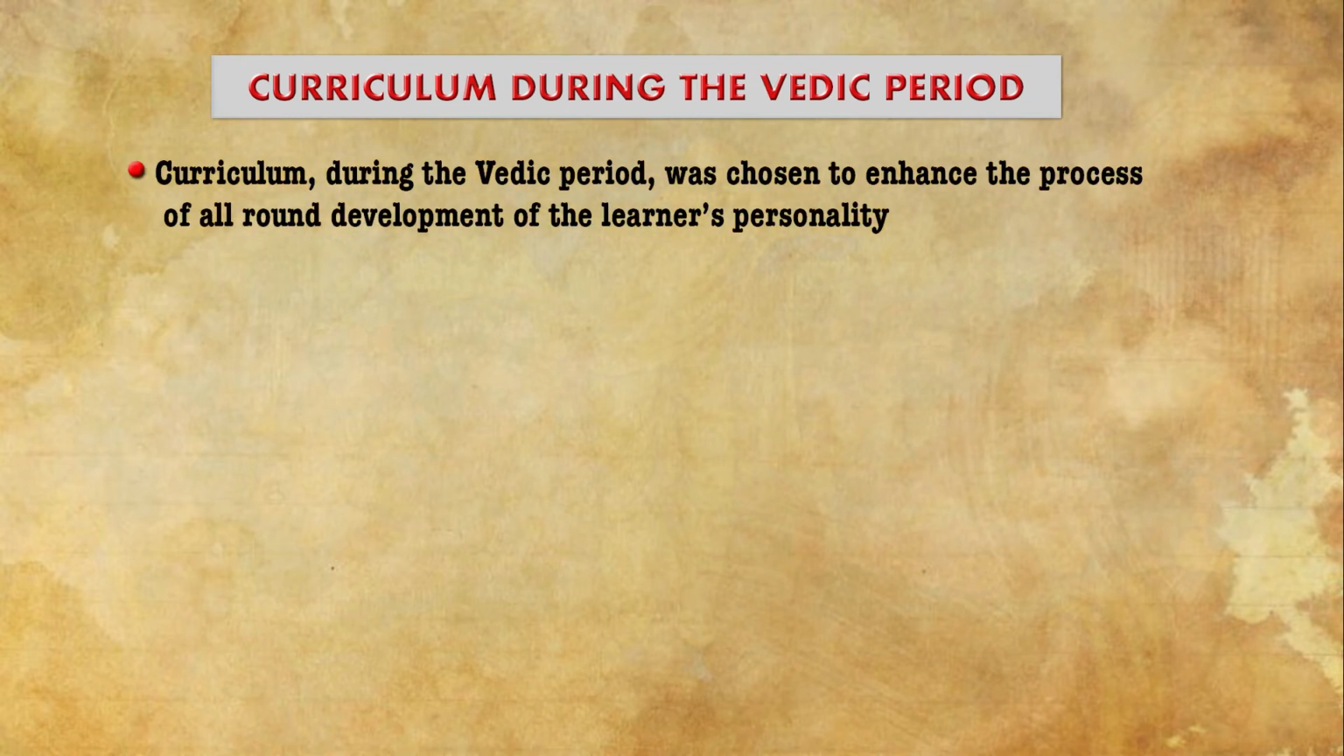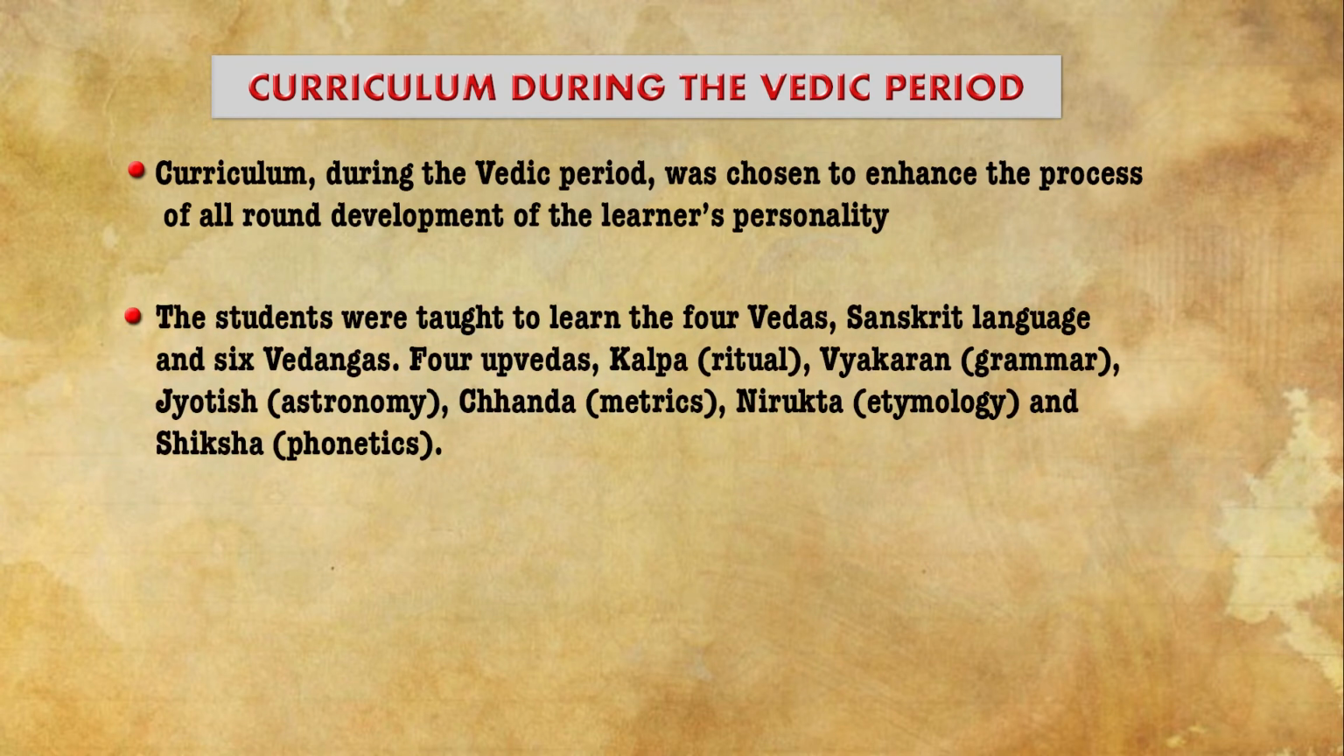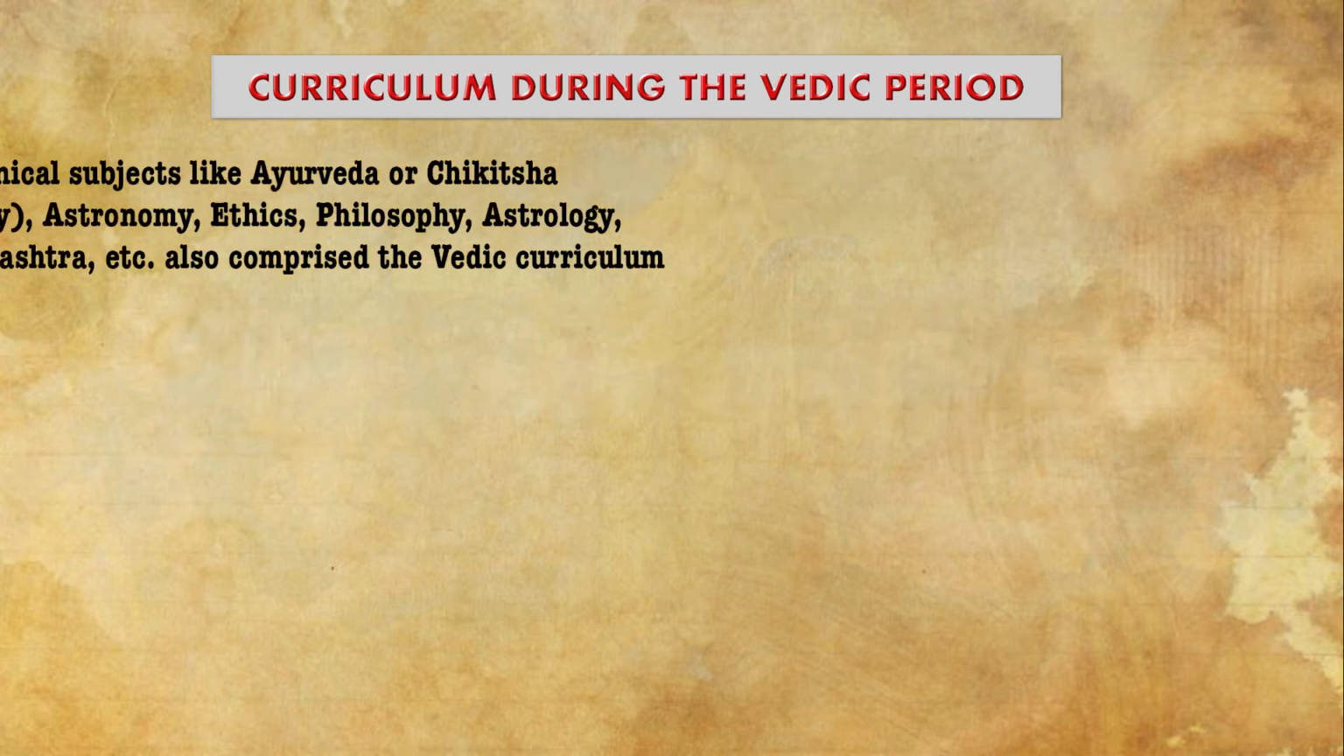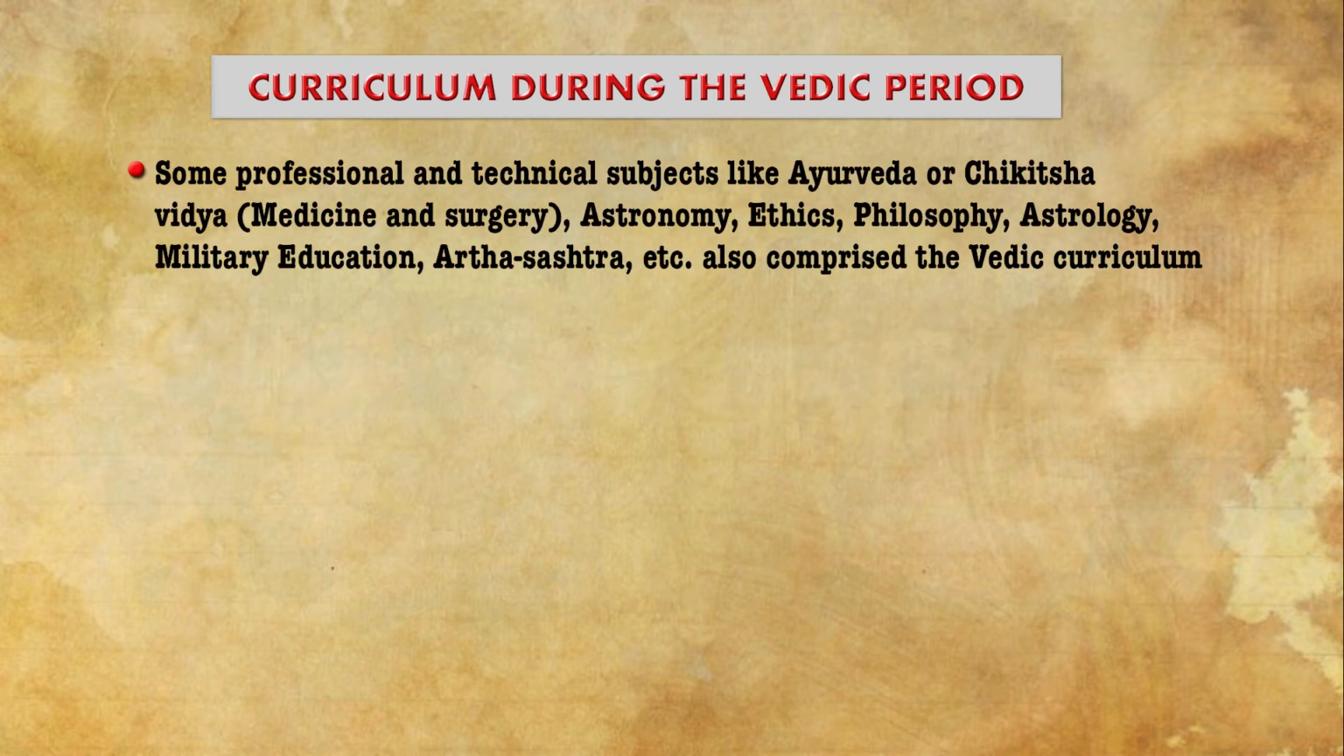Now, let's see the rich curriculum during the Vedic period. The curriculum was chosen to enhance the all-round development of the learner's personality. The students were taught the four Vedas, the Sanskrit language, six Vedangas, rituals, grammar, astronomy, etymology, phonetics, and even some professional and technical subjects like Ayurveda, or Chikitsa Shastra, medicine and surgery, ethics, philosophy, astrology, and military education, or Arthashastra. They all comprised the Vedic curriculum.